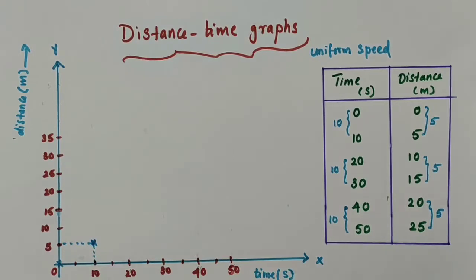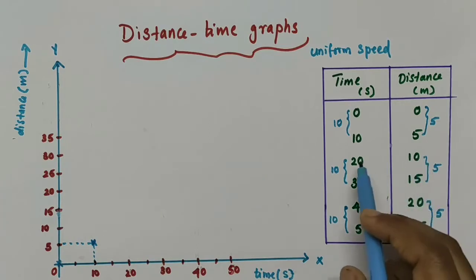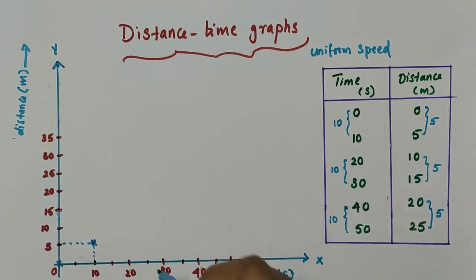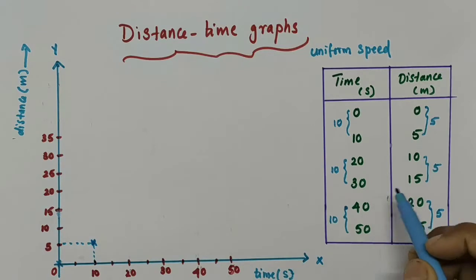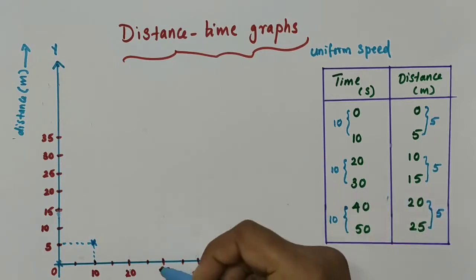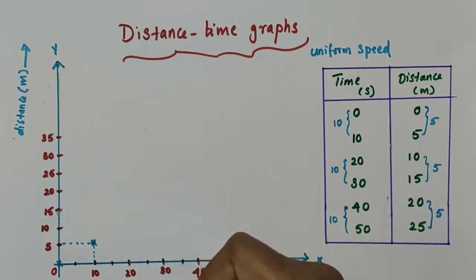Similarly, you want to take the corresponding distance. The distance corresponding to 20 seconds. You will get a point here. You want to take the distance corresponding to 30 seconds. So you will get a point here.